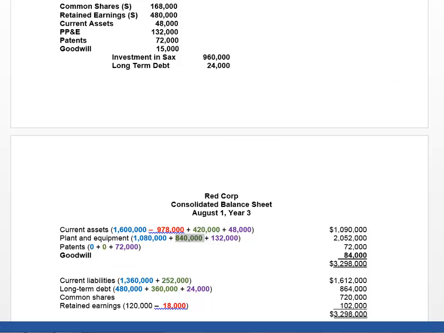Now, if we prepare the consolidated statements, we're not using a worksheet, we're using what we call the direct method. So how does that work? Don't forget, when we prepare consolidated statements under the acquisition method, we said we take the carrying value, account by account, for the parent, Red, and add to it the fair value of Saks. The fair value is made up of two pieces, the carrying value plus the fair value increment.